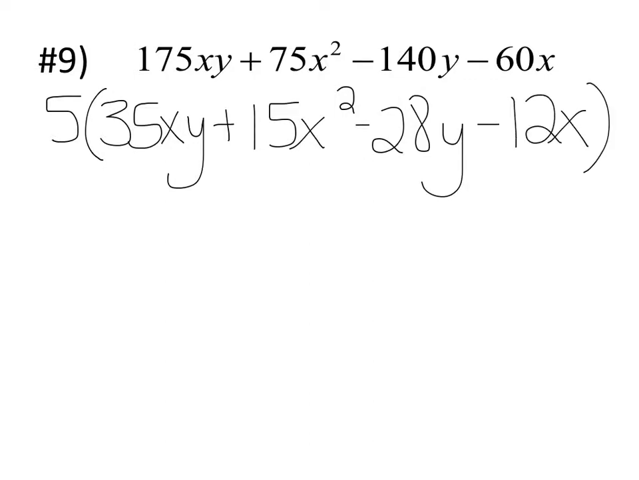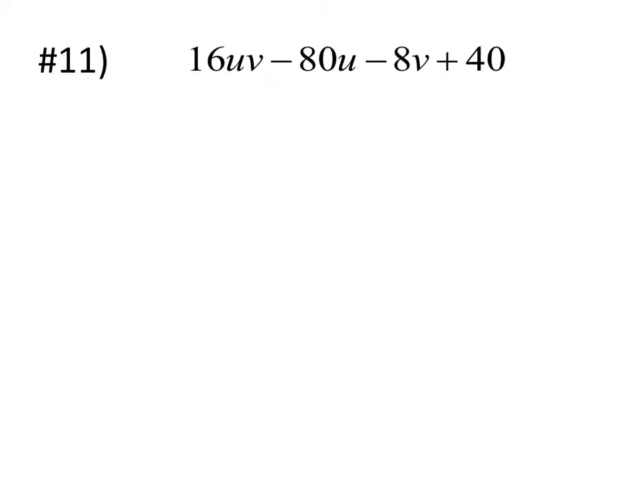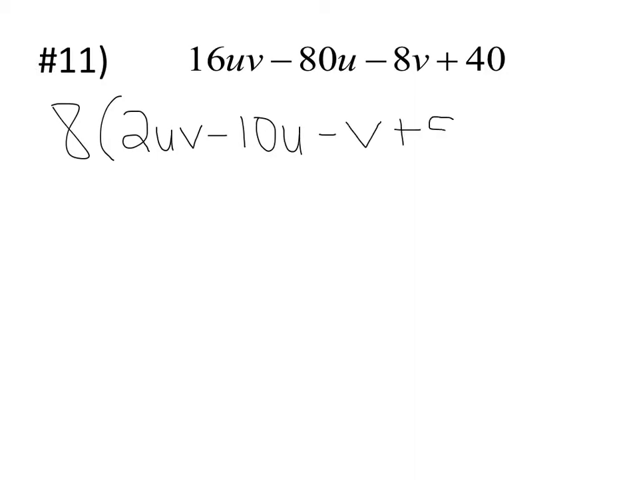Let me just check my math on that to make sure. Okay, so 175 divided by 5 is 35, 75 divided by 5 is 15, 140 divided by 5 is 28, and 60 divided by 5 is, yep, okay. So there isn't anything else that can be factored after that, so that is your final answer. All right. Okay, so it looks like 8 can come out of this, and that's it. So we're left with 2uv minus 10u minus v plus 5. That's all you can do with that one.